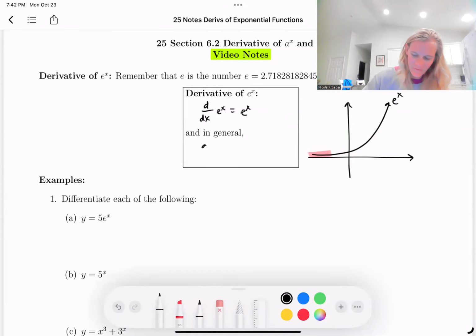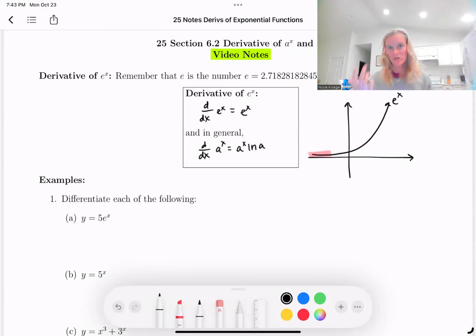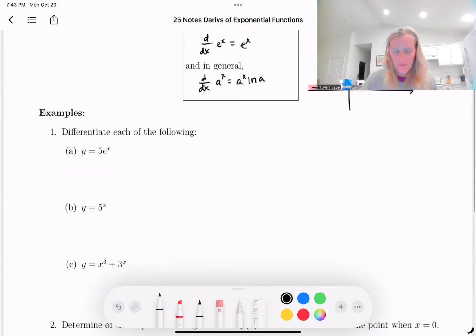In general, if we have a number a, the derivative of a to the x is a to the x ln of a. So e behaves nicer than other numbers, but this still works. What this tells us is that the derivative of 8 to the x would be 8 to the x ln of 8, remembering that ln of a is just a number. Okay, so we can do a few examples here.